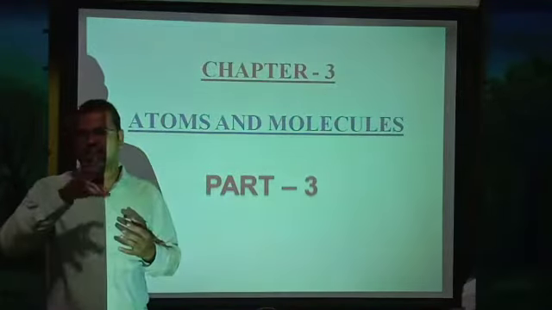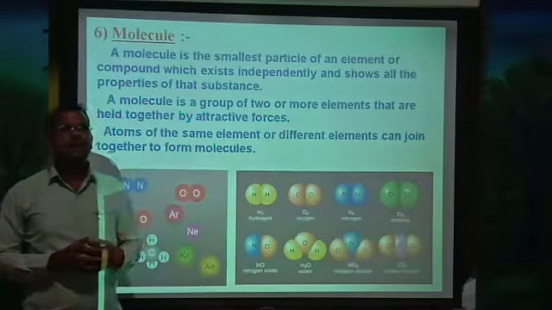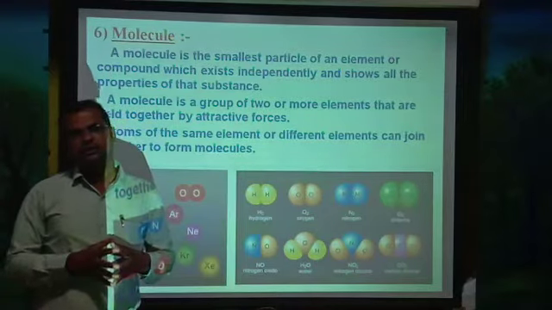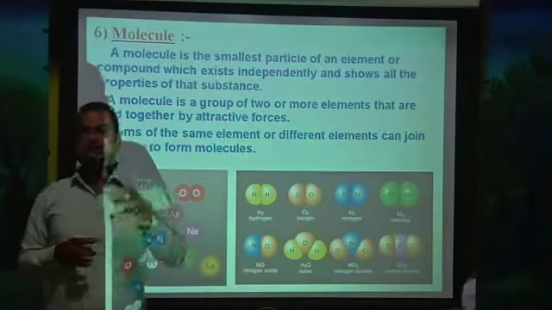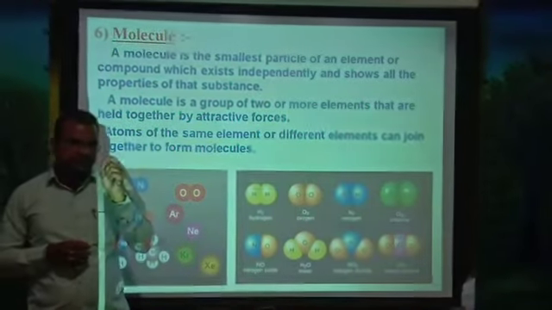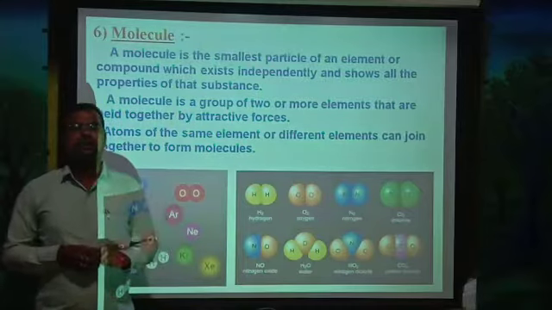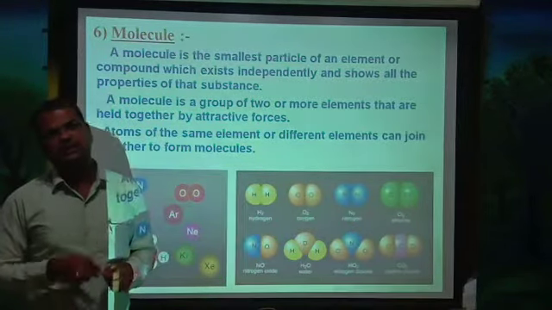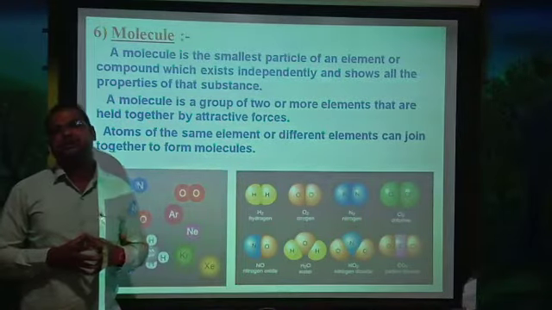There is a symbol given to name the atoms. Some atoms have single letters, some have double letters, and usually we use alphabets. If an atom has one letter, we write it as a capital letter. If it has two letters, the first letter is always a capital letter and the second letter is written as a small letter. These are the things we discussed in part 2.